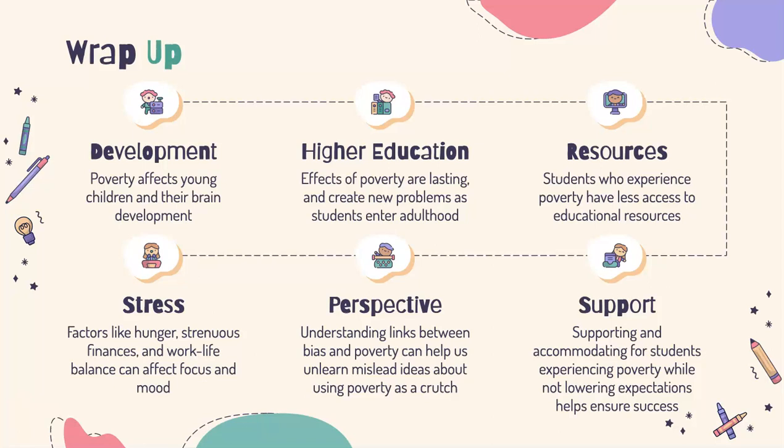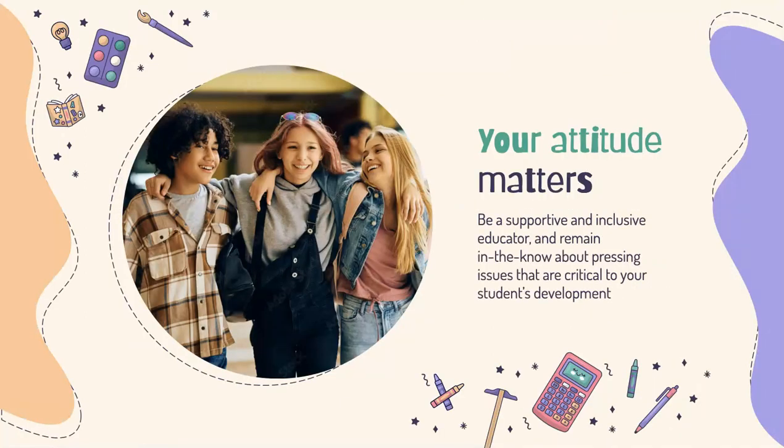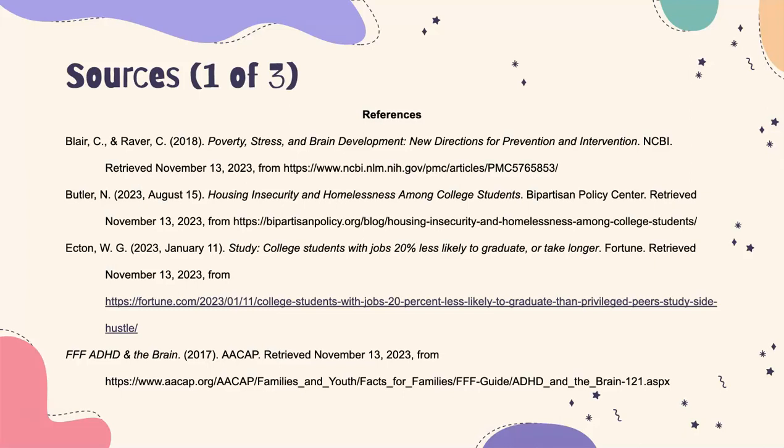Stress. Factors like hunger, strenuous finances, and work-life balance can affect focus and mood, and perspective. Understanding links between bias and poverty can help us unlearn misled ideas about using poverty as a crutch. And support. Supporting and accommodating for students experiencing poverty while not lowering expectations helps to ensure success. Your attitude matters. Be a supportive and inclusive educator and remain in the know about pressing issues that are critical to your students' development, so that you can create the best possible environments for them to learn. Here are all of my sources.